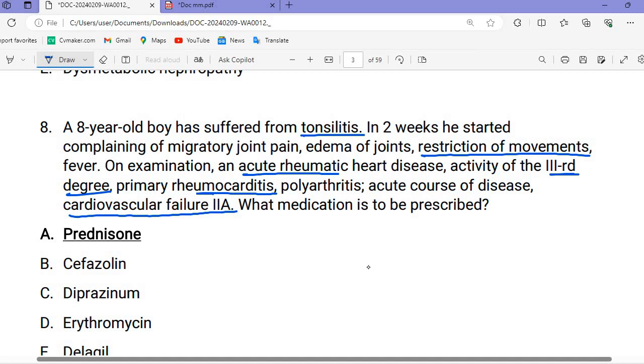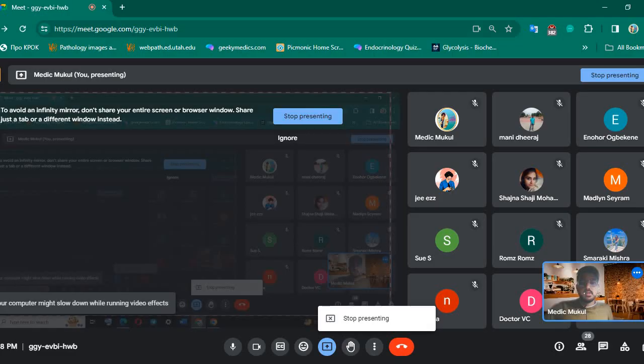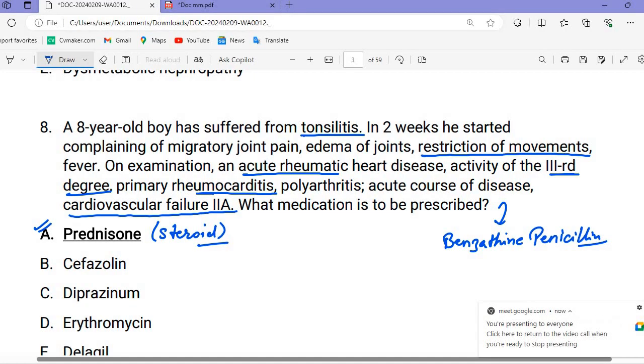Normally I told you the drug of choice is benzathine penicillin. But here the answer you can give is prednisolone. Prednisolone is what? Steroids.